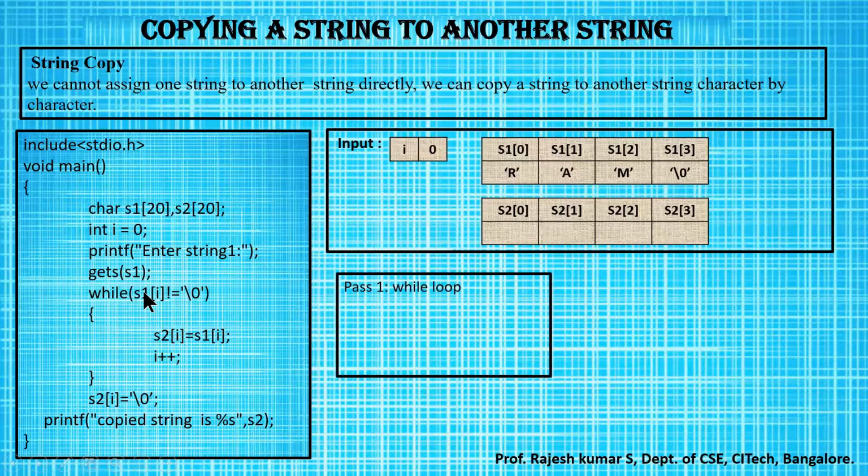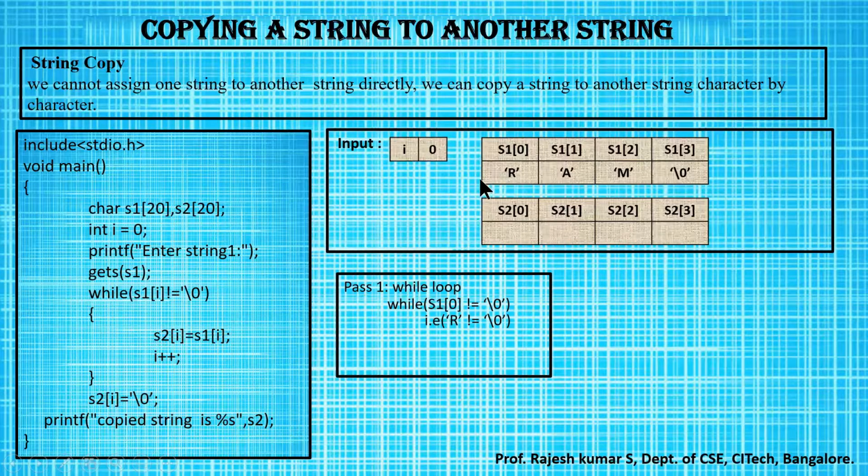So first we'll check out the looping process. The I value, we know, is 0. S1 of 0 not equal to null. What is S1 of 0? S1 of 0 is R. Is R not equal to null? Yes, R is not equal to null. We will enter inside the while loop.